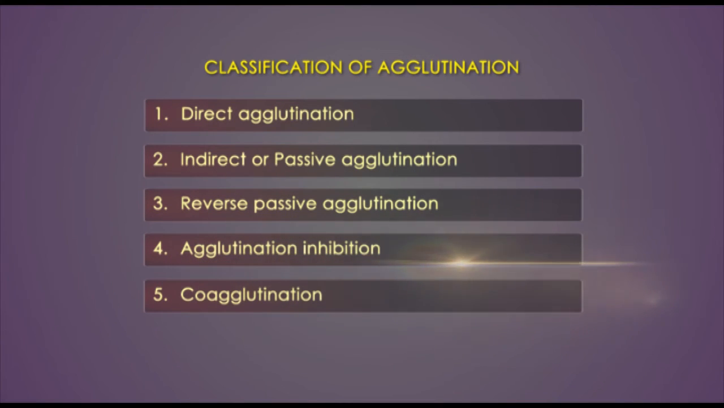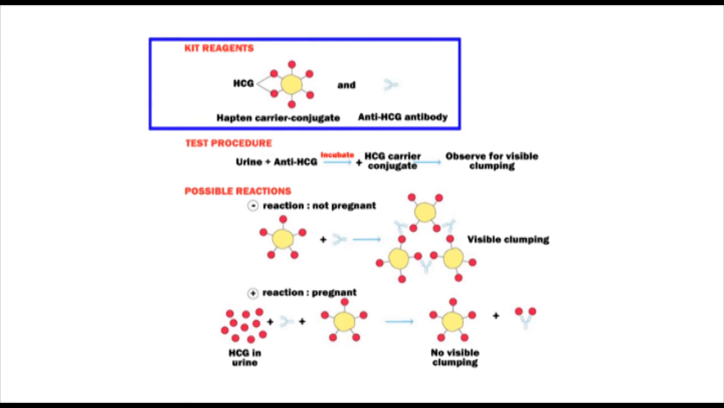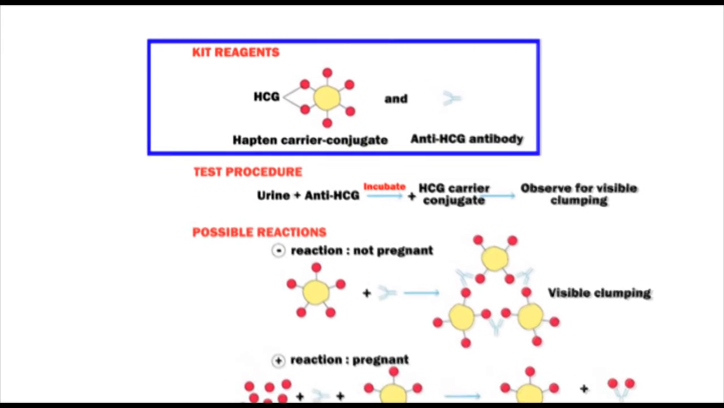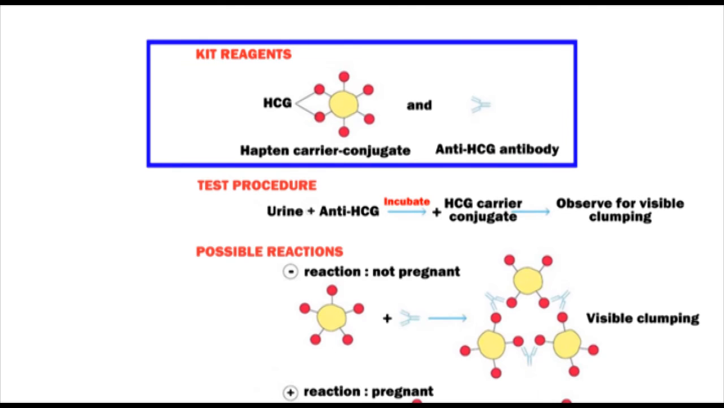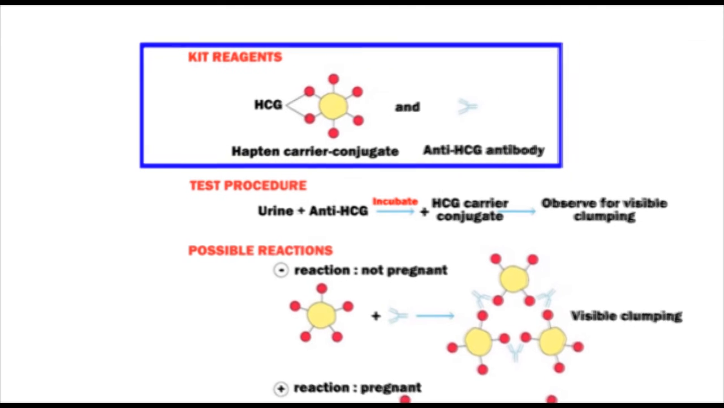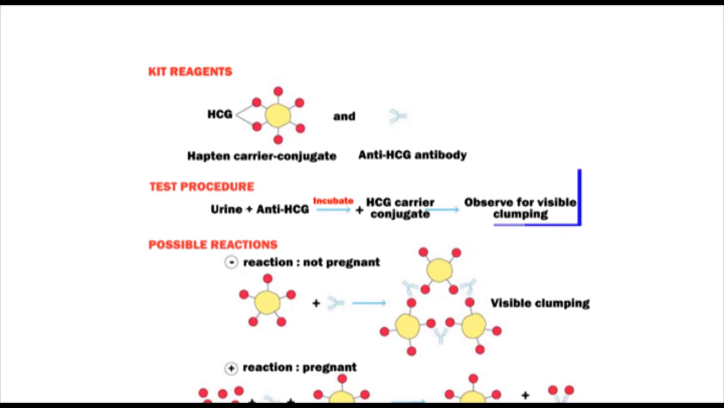Agglutination inhibition. Agglutination inhibition reaction is based on the competition between antigens present in test samples and antigen-conjugated particles to bind to the antibody. Antigen-conjugated particles are prepared by conjugation of haptens with proteins and coating these conjugates onto a particle.